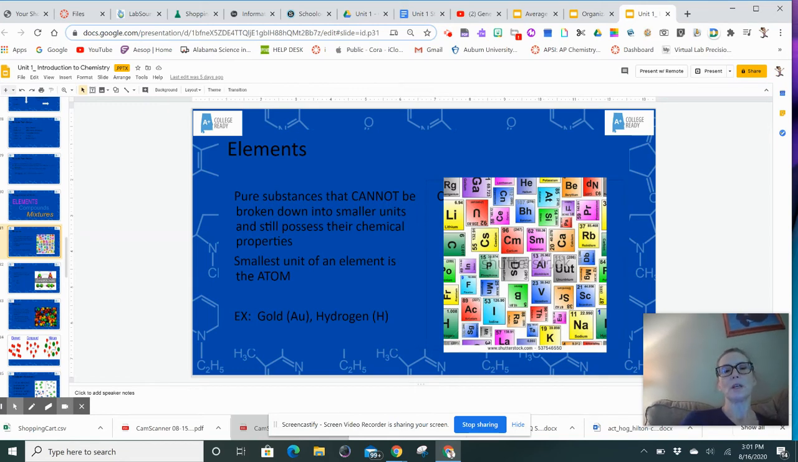So an element is a pure substance that cannot be broken down into anything smaller and still have those chemical properties. Okay, so the smallest unit of an element is the atom. So gold, for example, I cannot break gold down into anything smaller and still have gold. If I break it down to something smaller, it's not gold anymore. Okay, so an element is a pure substance that cannot be broken down into anything smaller and still have those unique chemical properties. Okay, that's an element.